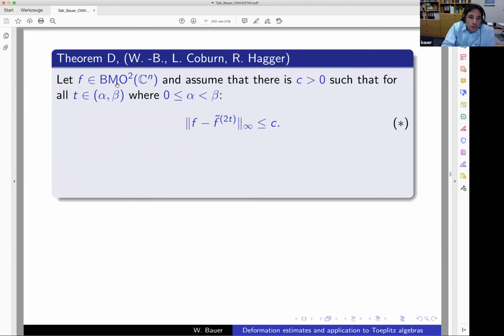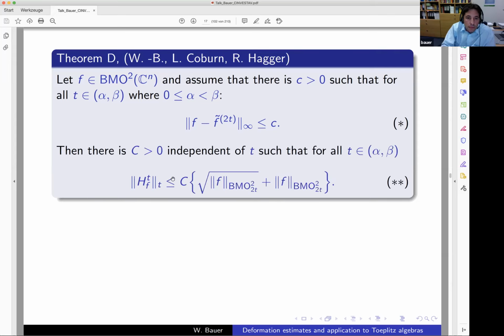Now we assume that we have a symbol in this BMO2 space, bounded mean oscillation. And we further assume that in some time interval alpha beta, the difference between F and the heat transform at time 2t, in the sup norm, is bounded by some constant c, uniformly in t, where t is in the interval alpha beta. And then the statement is that you can estimate the norm of the Hankel operator by the quantity on the right-hand side. So basically a constant c, which is independent of t, times the square root of the BMO 2t semi-norm, and then the BMO 2t semi-norm itself.